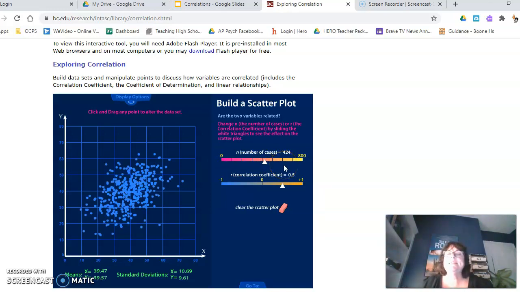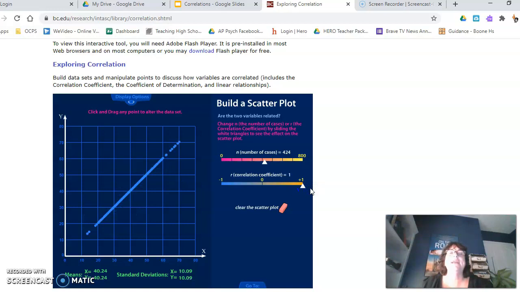All right, if you see a scatter plot, it is a correlation. That's the only thing we use scatter plots for. Now if I want to see a positive correlation, a perfect correlation, look. It is in a straight line. All of those dots line up. That tells you the variables are really correlated.